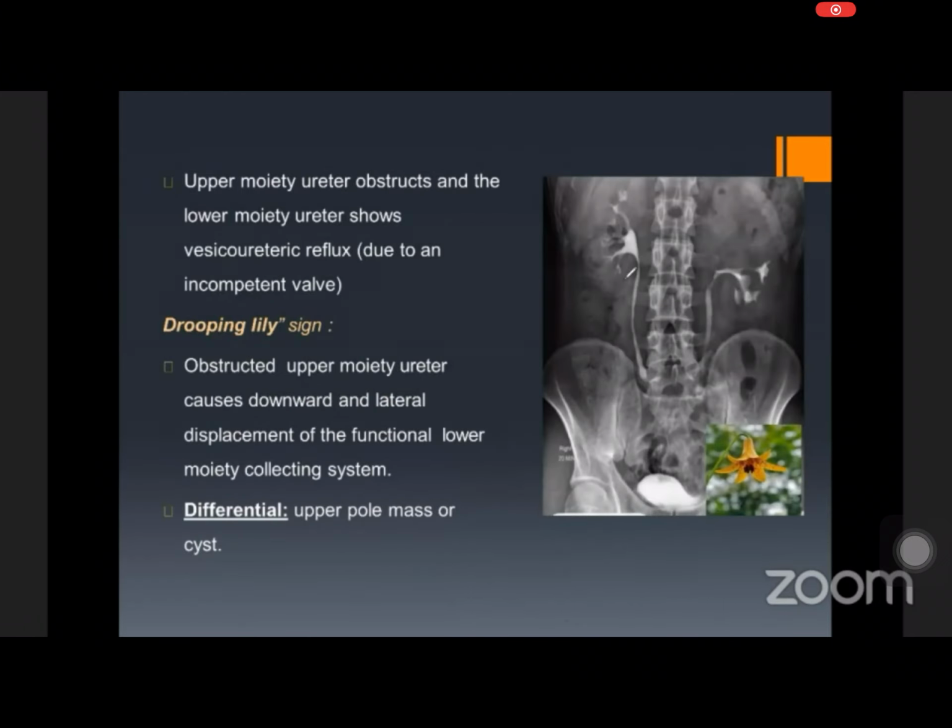In case of a complete duplicating system, the upper moiety ureter often gets obstructed and is non-functional. This IVU appearance has been described as a drooping lily sign. What we see here in this pyelogram image is that there is no opacification of the upper moiety ureter because it is non-functioning and obstructed. This obstructed non-functioning upper moiety displaces the lower moiety ureter and lower moiety system inferiorly and laterally. So this has been described as a drooping lily sign. Here we see only the opacification of the lower moiety collecting system. The upper moiety collecting system is non-functional and it's not opacified.